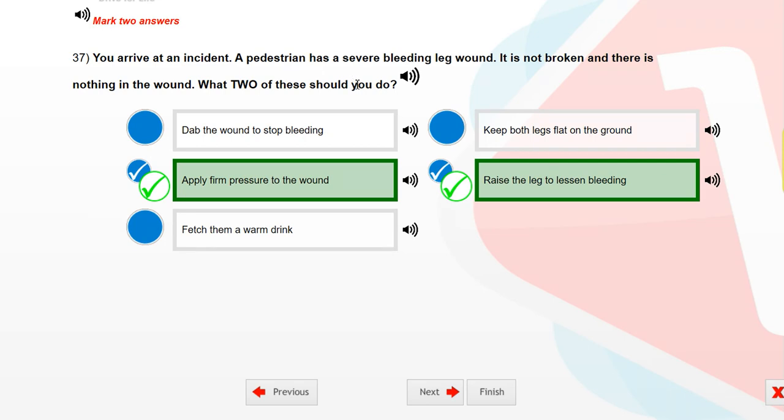You arrive at an incident. A pedestrian has a severe bleeding leg wound. It is not broken and there is nothing in the wound. What two of these should you do? Apply firm pressure to the wound. Raise the leg to lessen bleeding.